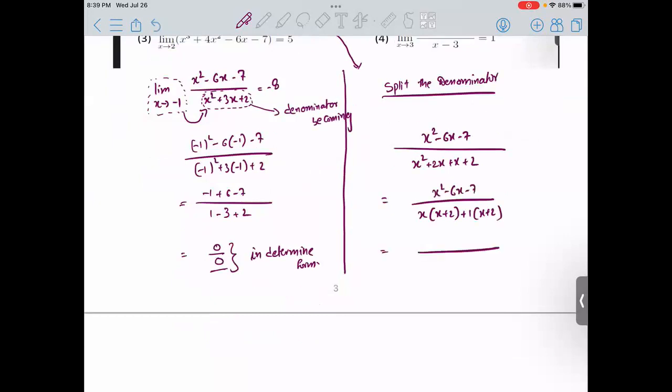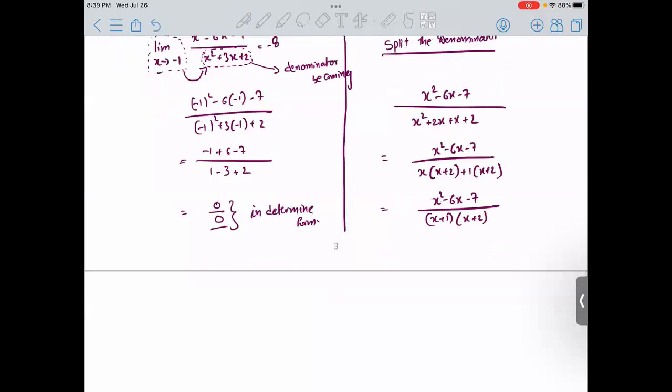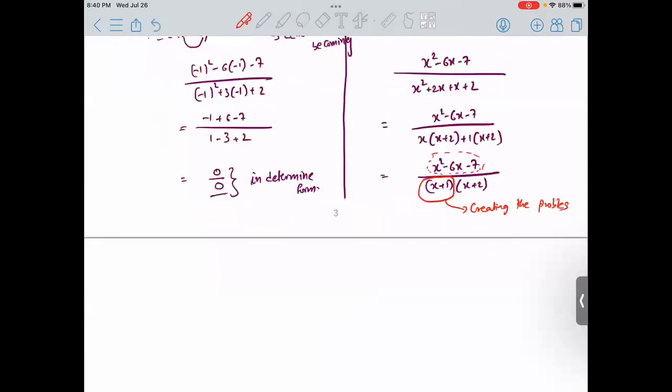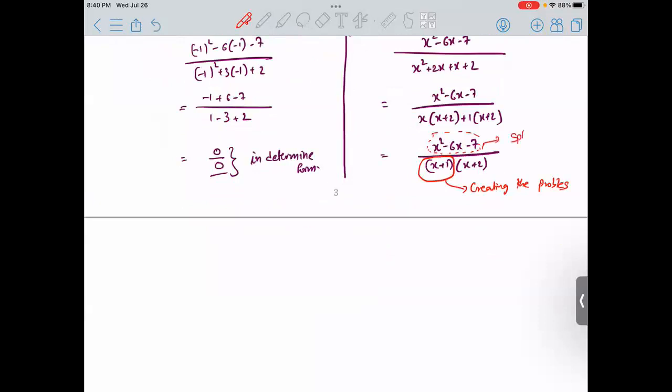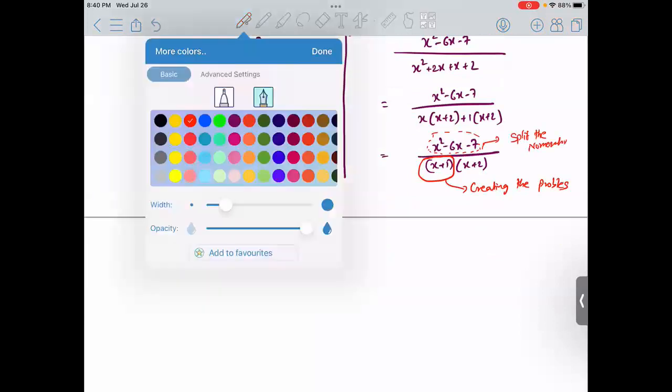And what happens? x plus 1 into x plus 2, and the numerator is x square minus 6x minus 7. Now look, this x plus 1 is creating the problem. If at all there is a possibility, if you split the numerator and x plus 1 gets cancelled, then it is good. So let us split the numerator: x plus 1 into x minus 7.